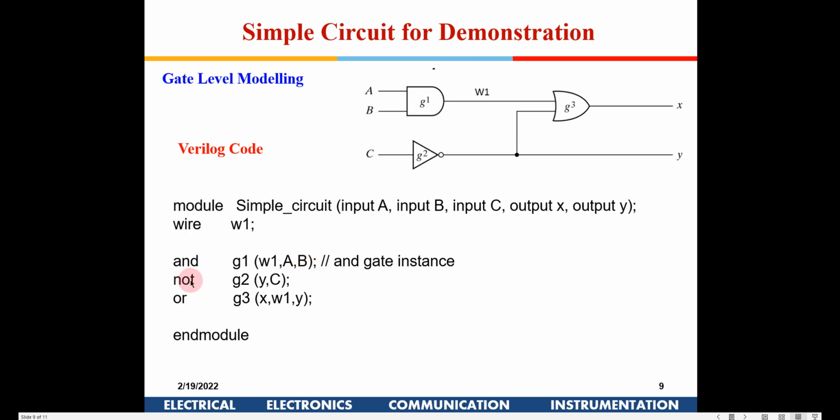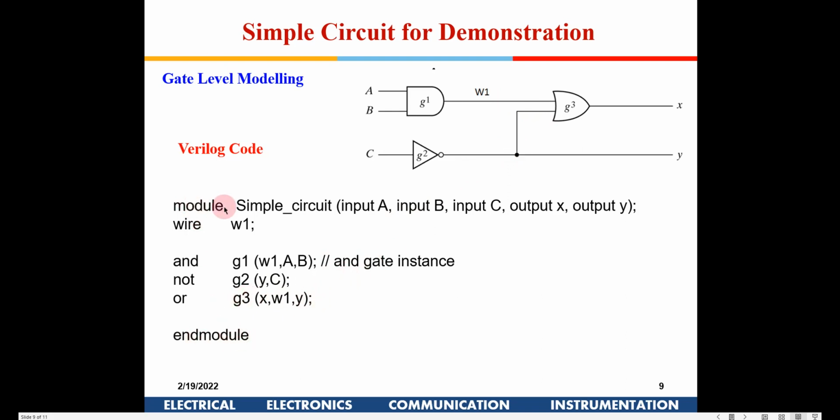Similarly, Y. NOT means it's an inverter. G2, which is this, I am writing one more name. If I don't give this name, there will be a syntax error. And similarly, I can't give G1 here. I have to give different names for each gate. So I am writing G2. This is Y, and then C. This is the output, this is the input. And now again I have one more OR gate, G3, and that is OR between wire 1 and Y, right? And then end module.